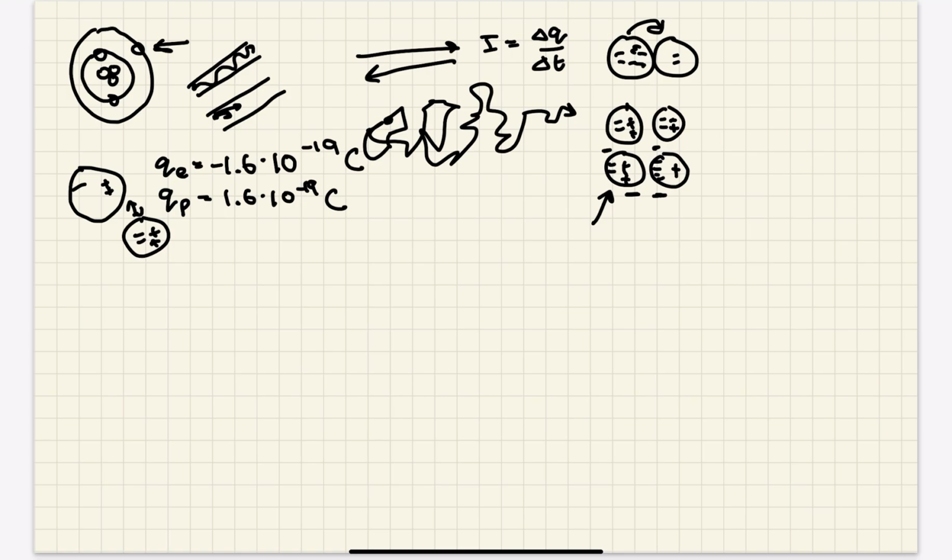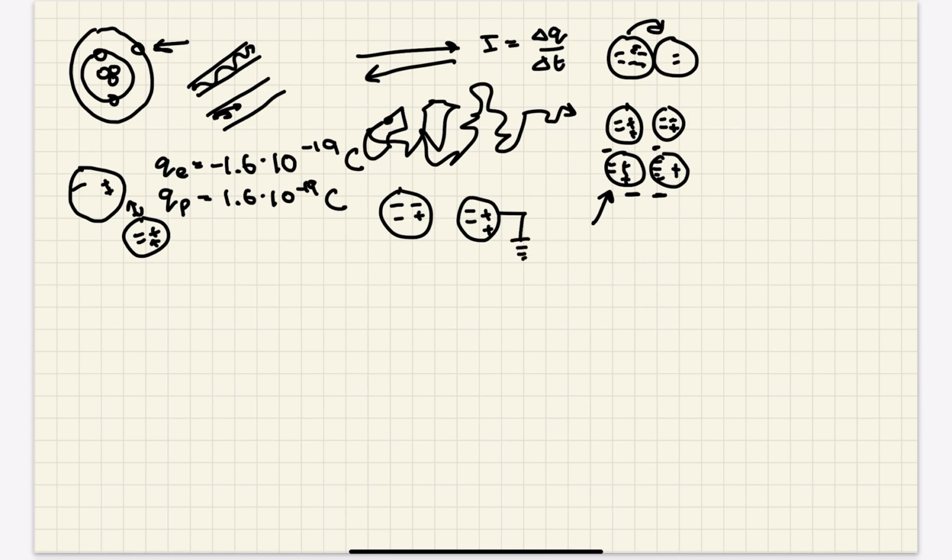Induction is probably the most complicated one, so we're going to start with that. Induction is when you don't touch the object. Let's say you have a negative charge, a negatively charged object, and you have a neutral object, just like our last scenario. What you want is you need to connect a ground to this neutral object.